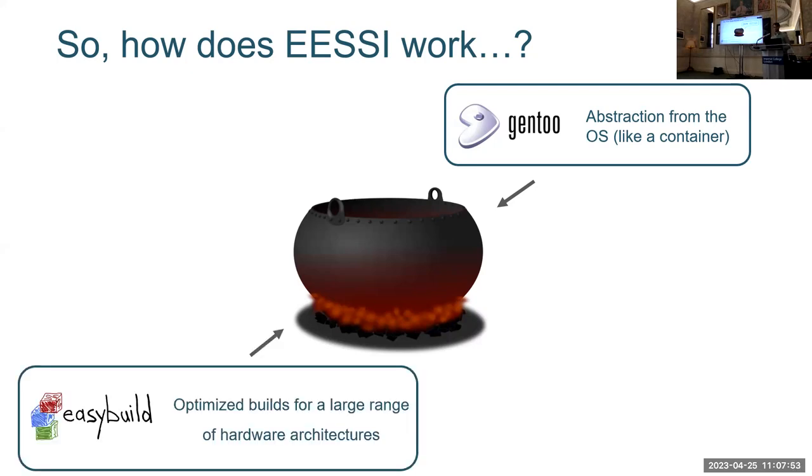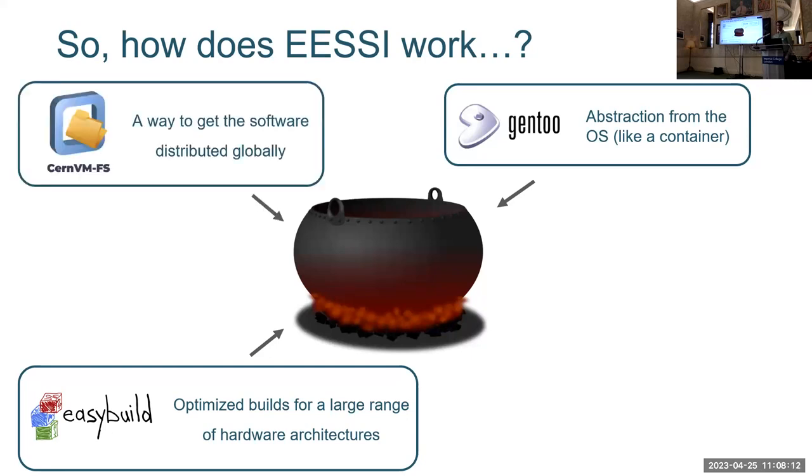Second ingredient is EasyBuild. It could, in theory, be any build tool, right? But we use EasyBuild simply because a lot of the people in the project are familiar with EasyBuild. That helps us to do optimized builds for a large range of hardware architectures. And there's also, of course, a large scientific software collection that is supported in EasyBuild. Finally, we need a way to get it to the end user system. So that's where we use CernVM-FS.